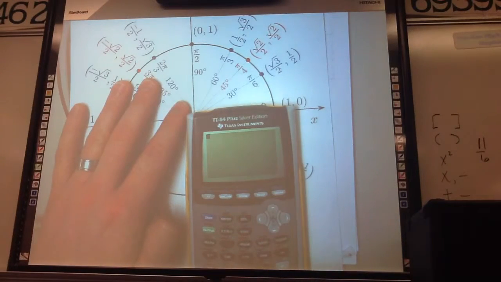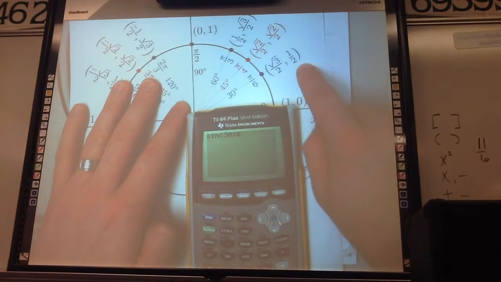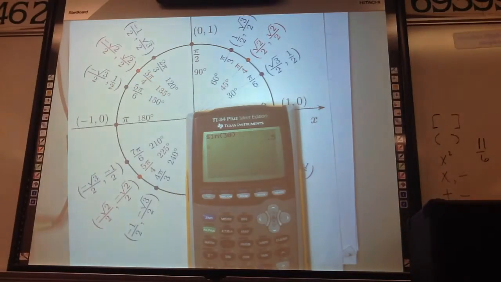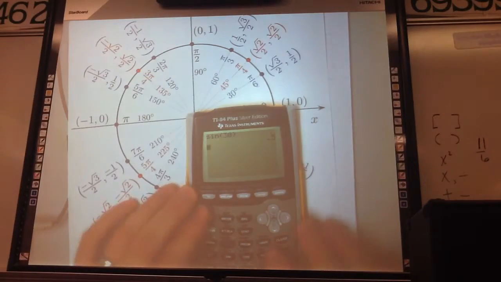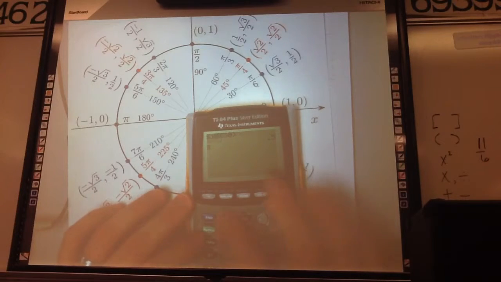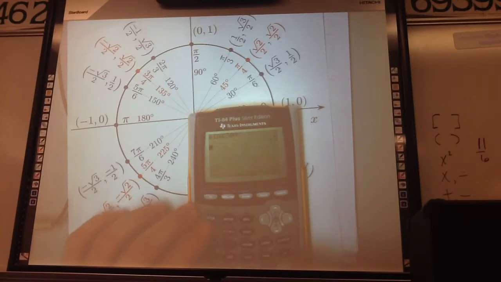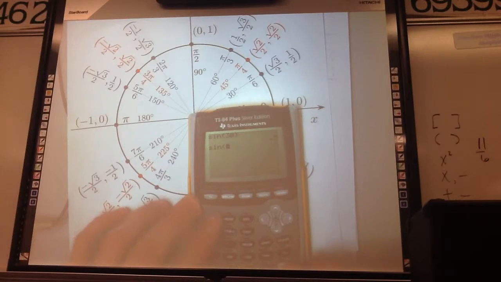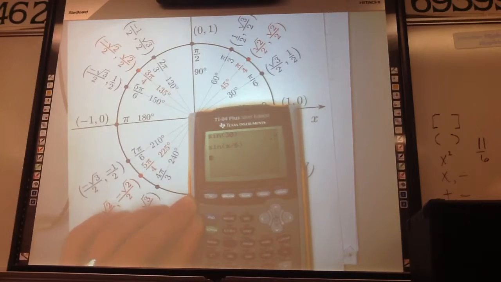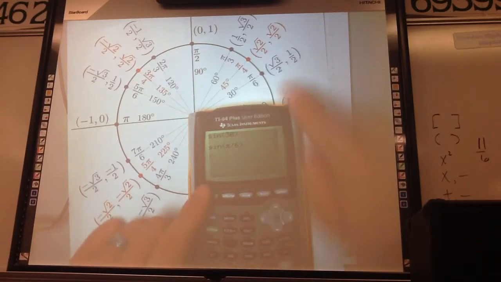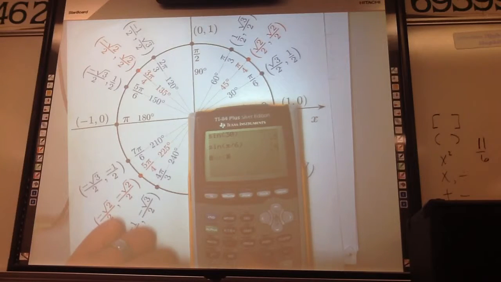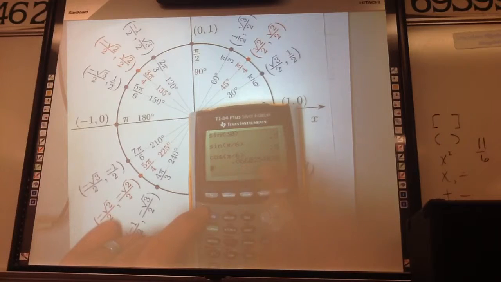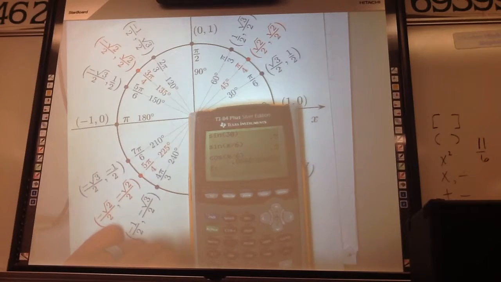I'm in degrees on my calculator. If I do the sine of 30 degrees, what should I get? The square root of 3 over 2. No. Sine of what? Half. Wow, it's not good. If I switch it to radians mode, pi over 6, the sine of pi over 6 is 1/2. I'm still in radians. The cosine of pi over 6 is the square root of 3 over 2.